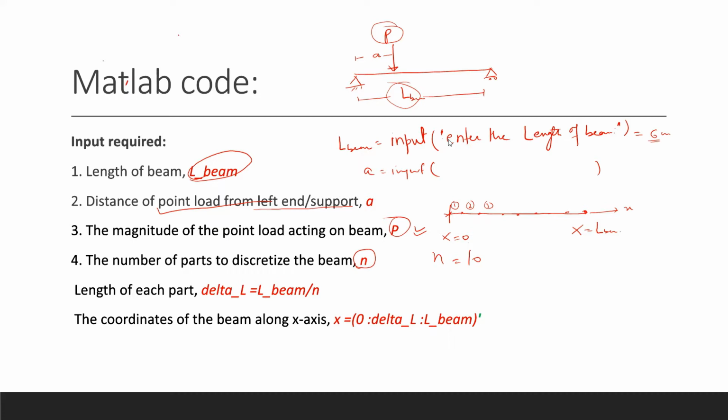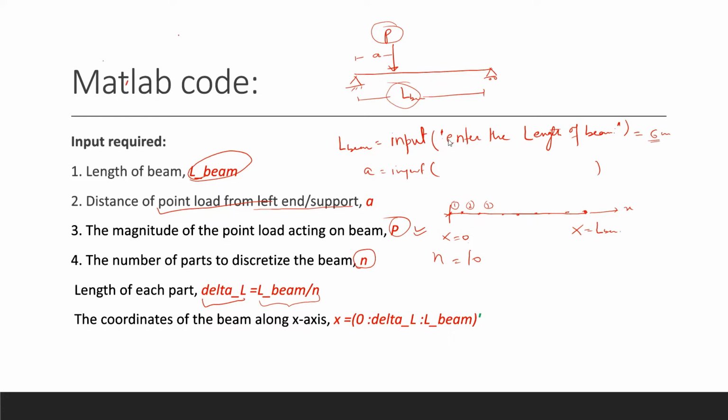Now it will ask what the length of each part is. So how will we get it? We get the length of each part, delta L, which we have written would be equal to the length of the beam divided by the number of parts. So it would give the length of each part.